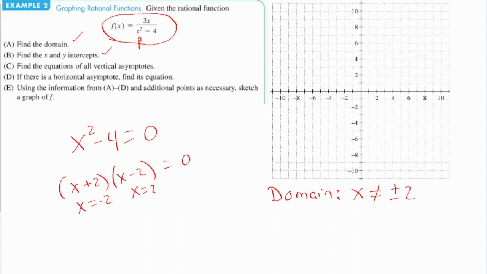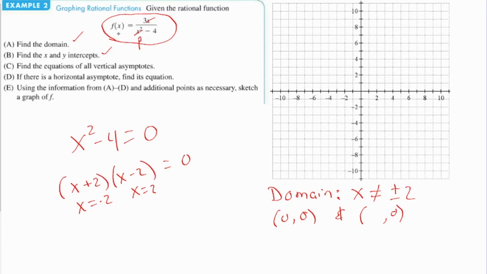Next, it asks that we find the x and y intercepts. So when we plug in 0 for x, what do we get for y? And when we plug in 0 for y, what do we get for x? So we can see that when we plug in 0 for x, we get 0 over negative 4. 0 over negative 4 is 0. So that will be one of our intercepts.